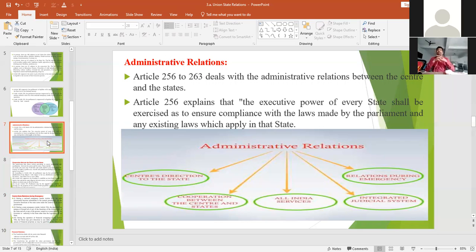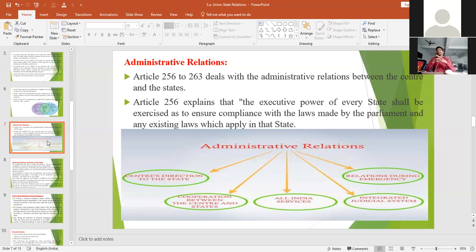But according to Article 261, there should be cooperation. That cooperation should be healthy cooperation between the central government and the state government. So if any natural calamities take place in the state, it should ask the center to give a helping hand.